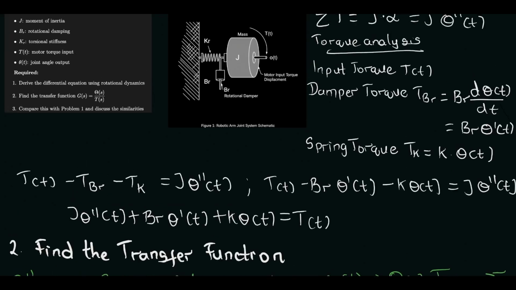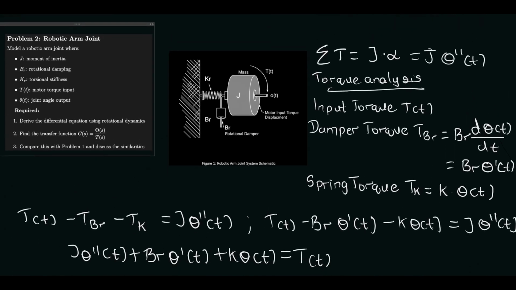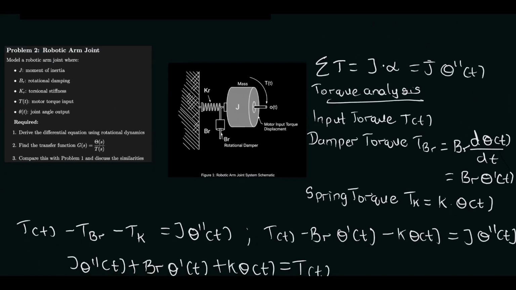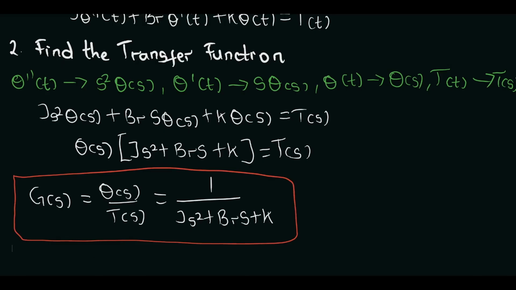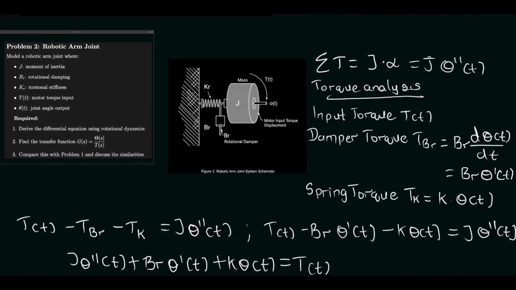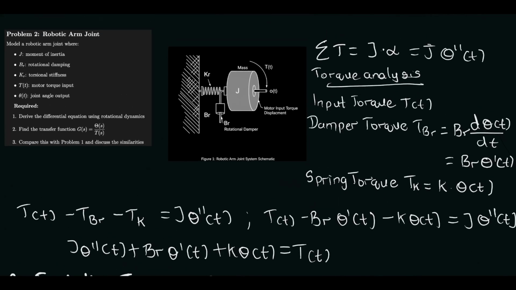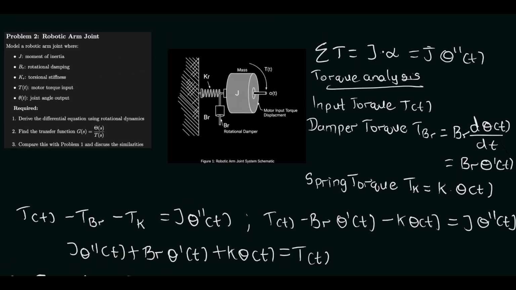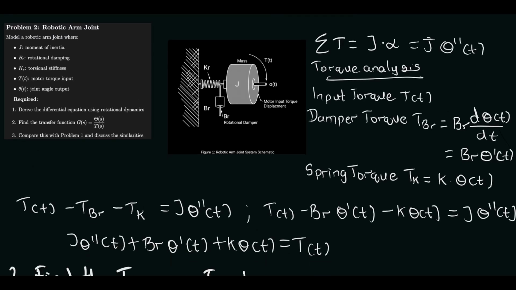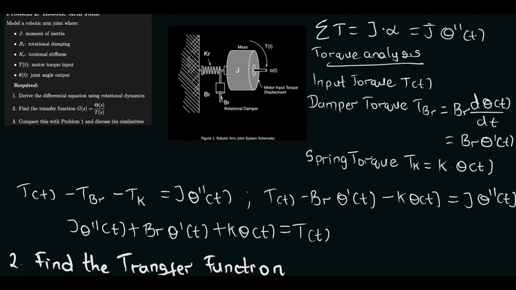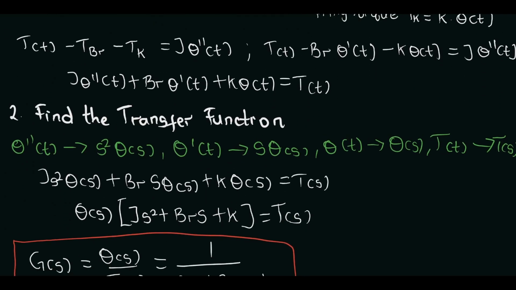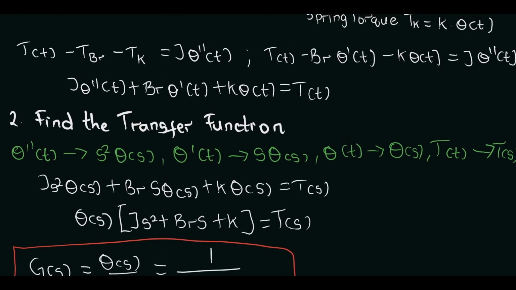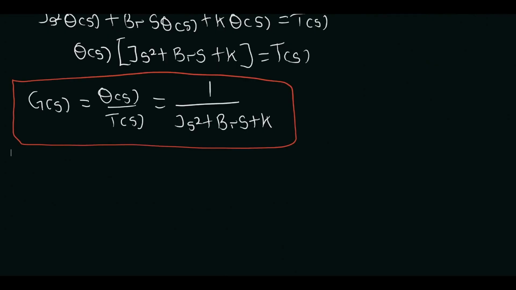Now they ask us to compare this with problem 1 and discuss the similarity. So our first problem, we solved the car suspension system that's to do with linear motion. Now we're solving robotic arm joints. That's to do with angular motion. So I'm just going to paste a picture.